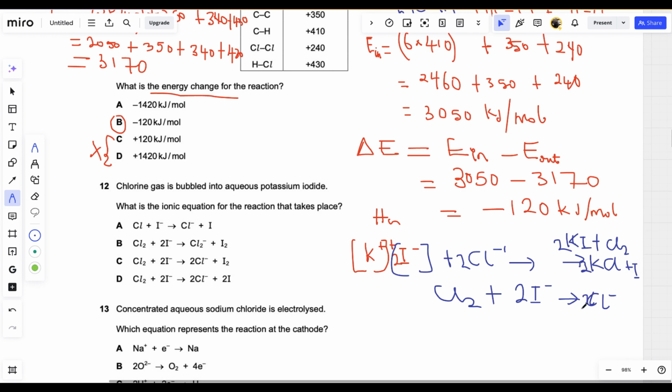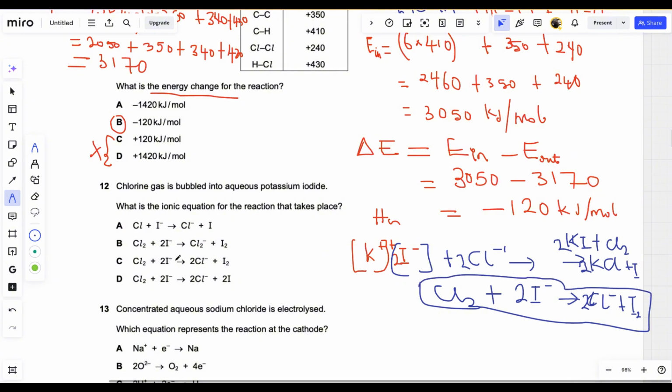Put the 2 here, plus the iodine. Iodine will not be on its own. Instead, the way you had chlorine on its own that you bubble through, you now have iodine on its own. So this will be the half equation. This one will be the ionic half equation for this reaction.